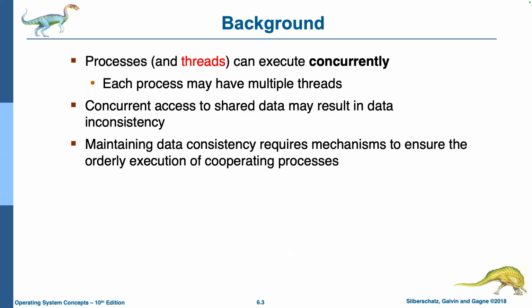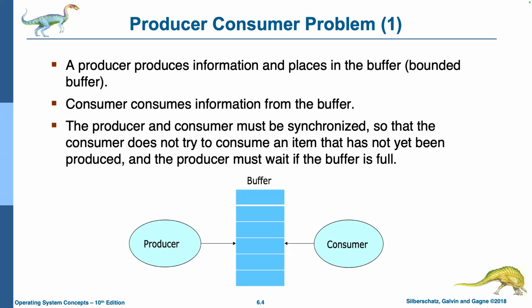When you say concurrency, they need synchronization. Yes, concurrent access to shared data may result in data inconsistency. If 2 threads access the same data, which one is first, which one second? Maybe not consistent. Maintaining data consistency requires a mechanism to ensure the orderly execution of collaborating processes. Let's see some examples.